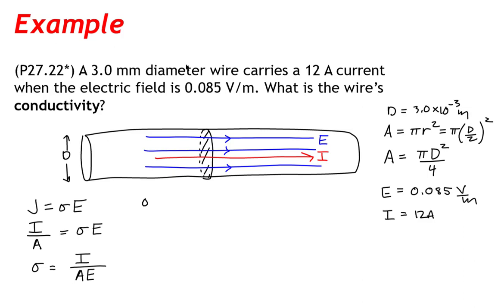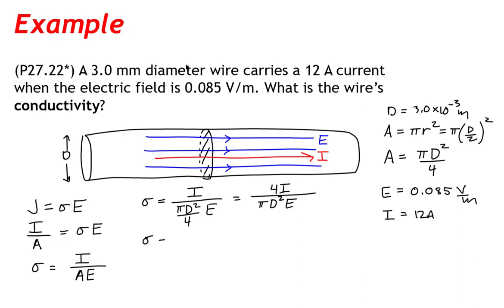In terms of the parameters given in this problem, this means that conductivity is equal to the current divided by the product of the wire's cross-sectional area, which is pi times the diameter squared over 4, times the magnitude of the electric field. Rearranging this, we get conductivity being equal to 4 times the current in the wire over pi times the diameter squared of the wire times the magnitude of the electric field.